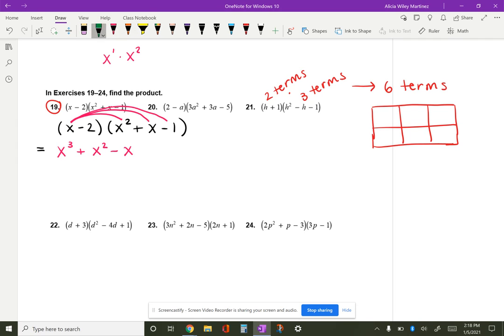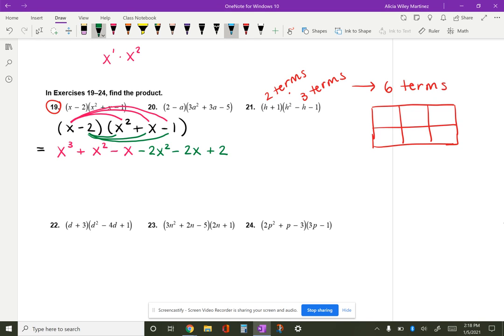Now what I need to do is distribute the -2. I'm going to start by taking -2 and distributing it to x squared, which gives me -2x squared. I'm then going to distribute -2 to x. -2 times x is -2x. Last but not least, you're multiplying -2 to -1. -2 times -1 is actually a +2. Pay attention to your signs. You can see that I've gotten 6 terms. I know I'm on the right track because of that.